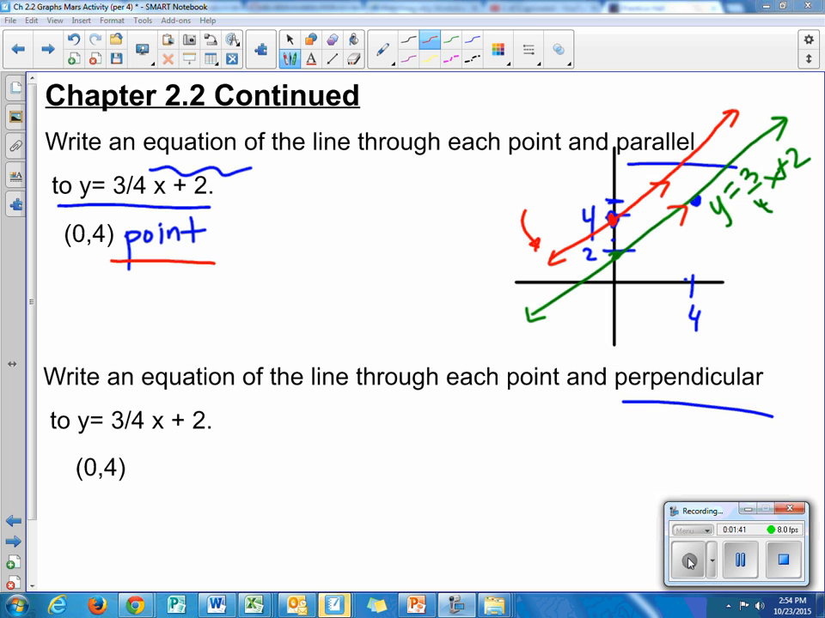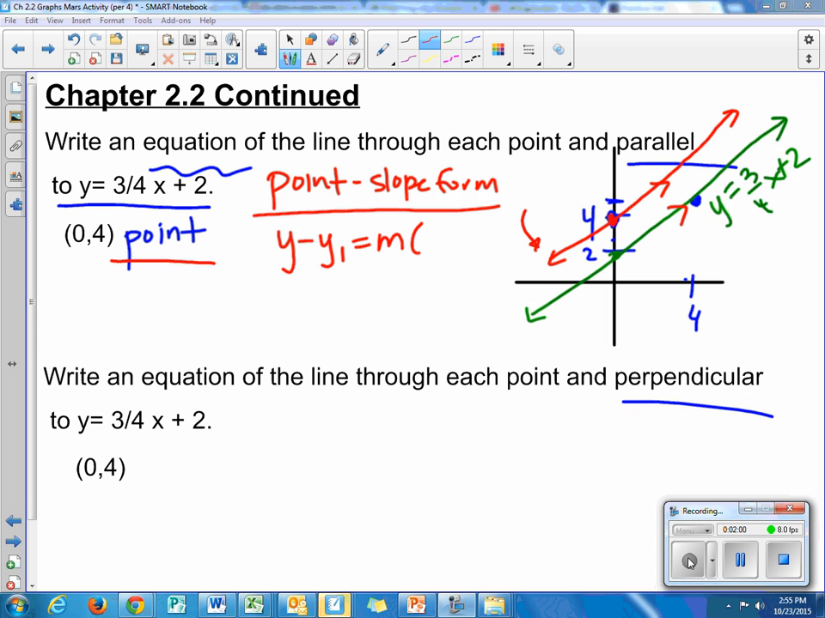But in order to make an equation, what else do we need? Think about it, class. We need a slope. So we use the point-slope form. We use this form here, which is, what is it, you guys? y minus y1 equals m times x minus x1. Okay, and now we go ahead and substitute. But wait a minute, we don't have a slope.